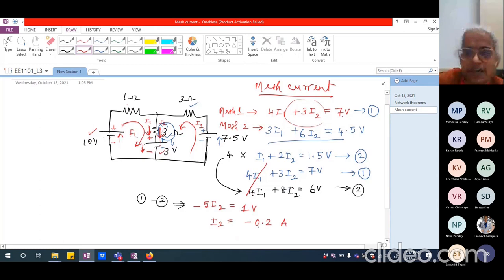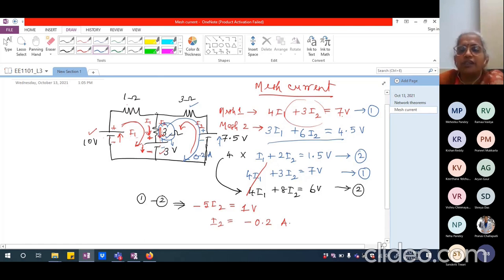What does it indicate? This minus sign indicates that the direction I have assumed is not correct. It is the reverse direction. So the current I2 actually is going to flow in this direction with 0.2 ampere magnitude. That's what it is indicating.